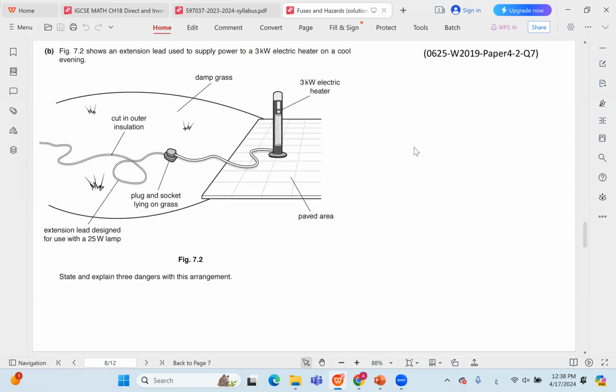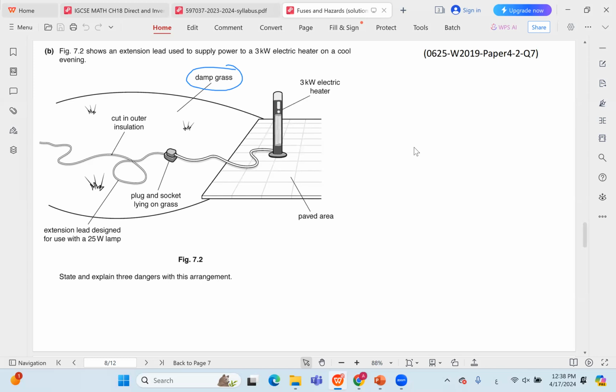Here we're told that the figure shows an extension lead used to supply power to a 3 kilowatt electric heater on a cool evening. State and explain 3 dangers with this arrangement. So this is a very popular question. They give you a diagram and some labels, and you're supposed to figure out what the hazards are in this scenario. So one issue is, of course, the damp grass. We're going to need to talk about the moisture of the grass and how it increases the conductivity and it can lead to electric shock.